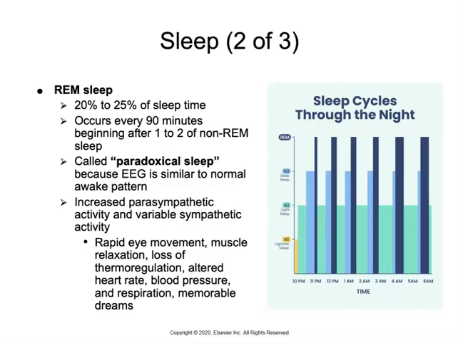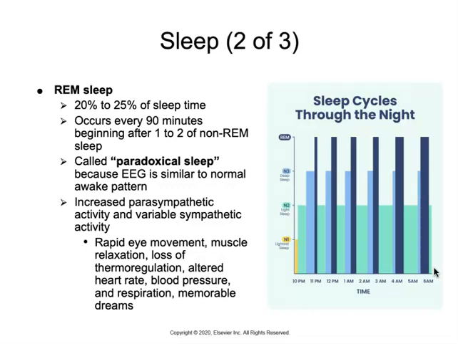So here we are, REM sleep. It's going to account for about 20 to 25% of our total sleep time and occurs roughly every 90 minutes, beginning about 1 to 2 hours after entering your non-REM sleep. And it's often called paradoxical sleep because the EEG pattern during REM is very similar to that of being awake, despite our body being able to be in a deeply relaxed state.